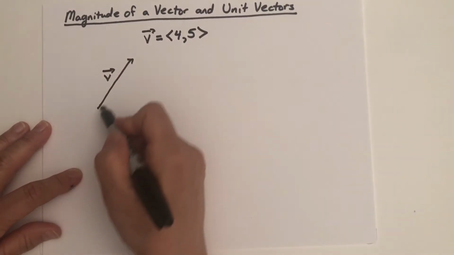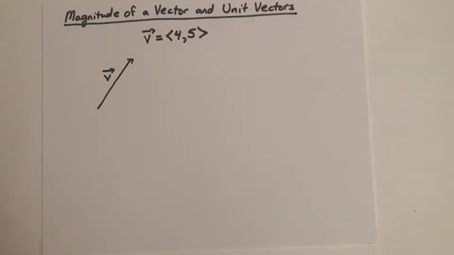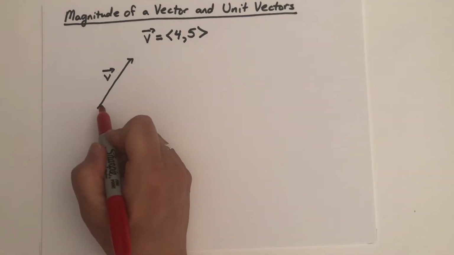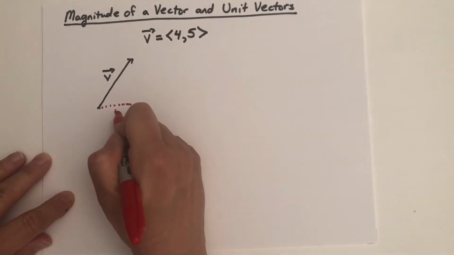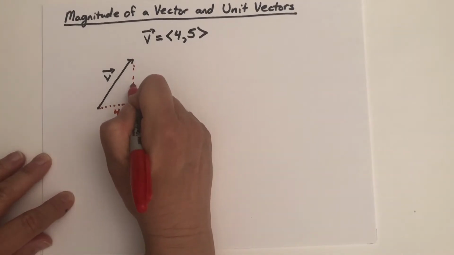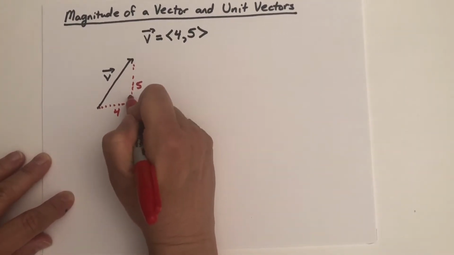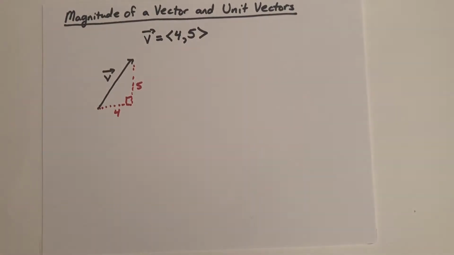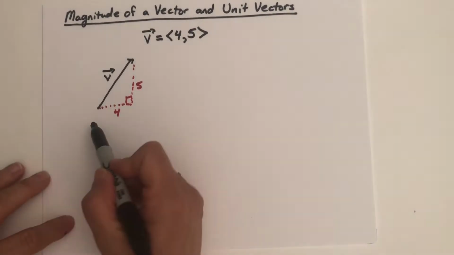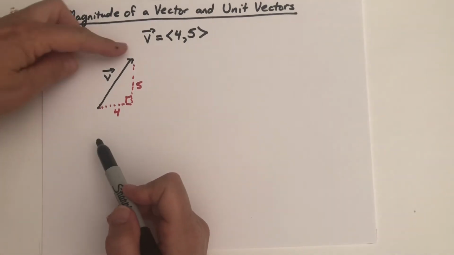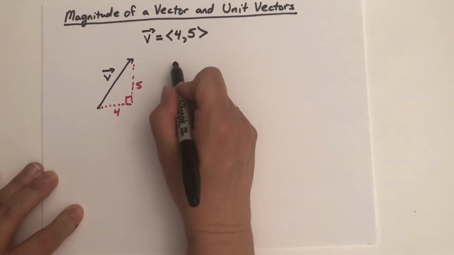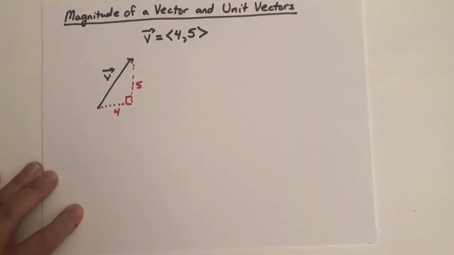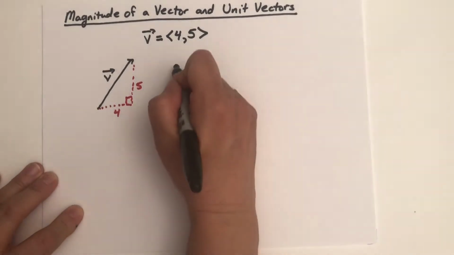And I want to know its length. Well, we know we could draw a right triangle because we know the components. We know in the x direction it goes 4 units, and in the y direction it's going 5 units. So we have our right triangle, and we know how to find the length of the hypotenuse in a right triangle. So let's find the magnitude, and I haven't even mentioned the notation for magnitude.